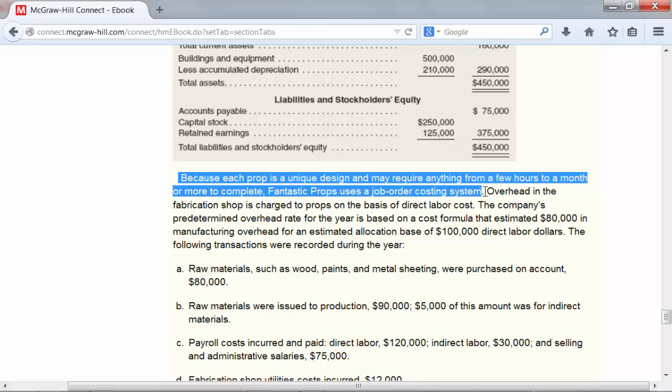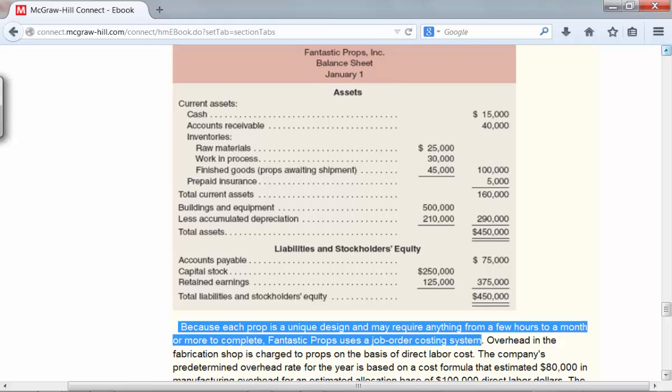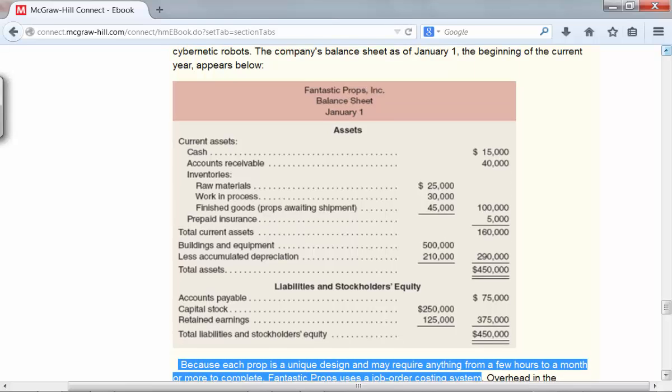The idea is you just accumulate the costs by job, and then you take the total cost of the job and divide it by the number of units the job produced to get the per unit cost. The per unit cost is going to be different for each of the different types of products the company makes because they're unique.